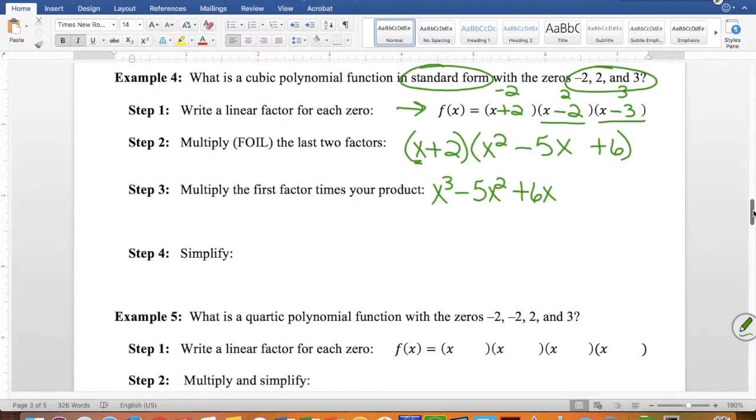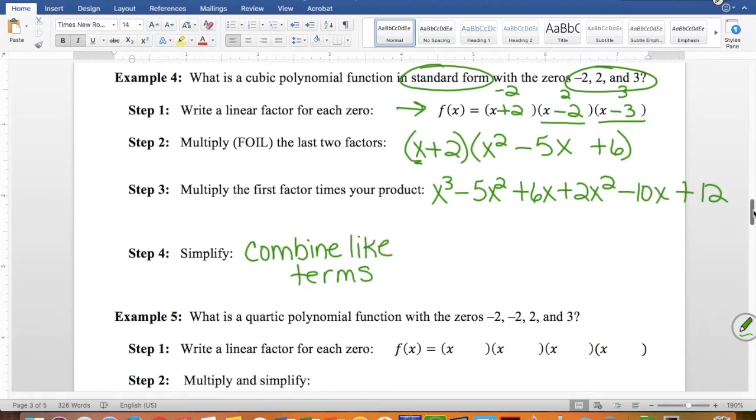So now I'm going to do the +2. So +2 times x squared is +2x squared. +2 times -5x is -10x. And +2 times +6 is +12. Okay? My very last step here is simplify. And another way to say simplify would be to combine like terms. If you want to write that in, that's basically all we're doing.